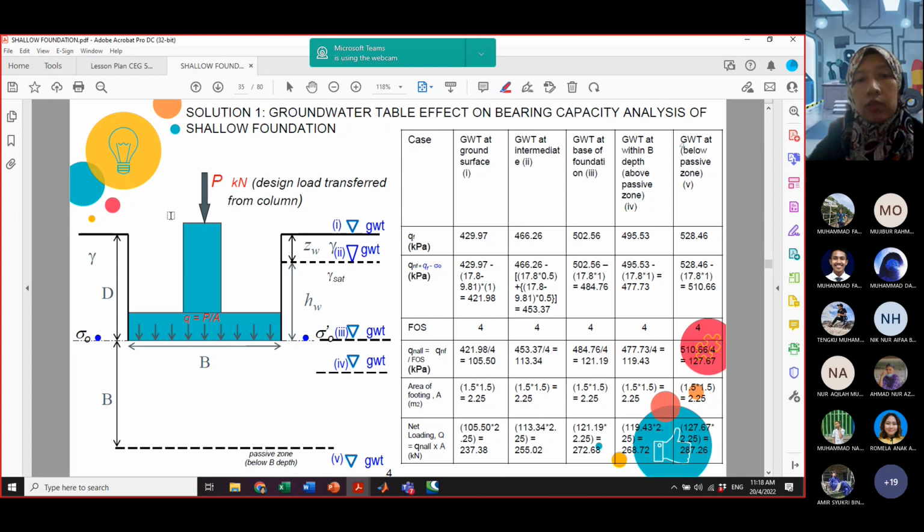Maknanya your footing base ni memang dah fully saturated. Kemudian case kedua, water table berada Zw from ground surface. Maknanya kalau Zw ni sama dengan 1 ke 2 ke, so lepas tu baru ada effect groundwater table. And then case number 3 yang mana water table lies on the same line of the base footing. Kemudian water table above the passive zone. And case number 5, water table below the passive zone. So how are we going to calculate all these things untuk you dapatkan ultimate bearing capacity?